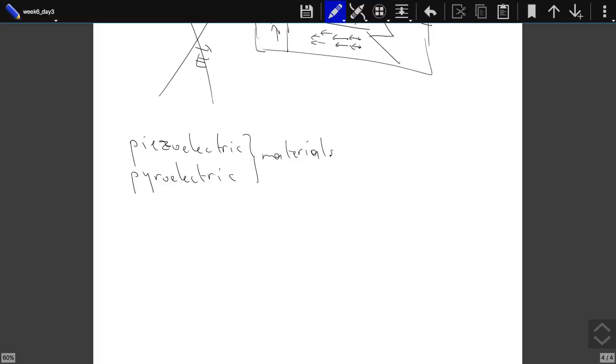Pyroelectric materials, if I'm not wrong, do the same thing. I mean, piezoelectric materials are basically sensitive to pressure. Pyroelectric materials are sensitive to temperature. So you apply a temperature change, it creates an electric field. For example, people are trying to create cold fusion using pyroelectric materials.